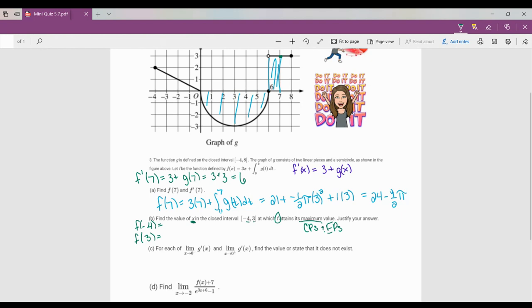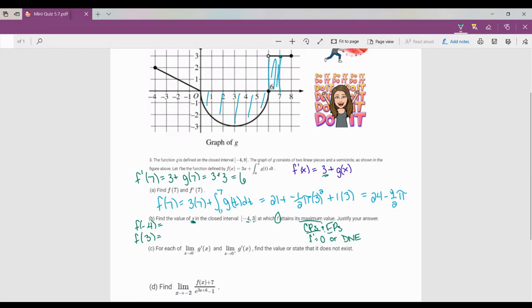And then my CPs are where the derivative equals 0 or does not exist. So where f prime equals 0 or does not exist. Now here's the challenge. It's got a 3 with my derivative right now. It's not just straight up g of x. So I can't say this is also f prime, because it's not. This is a graph of f prime minus 3. So it's a little bit tricky.